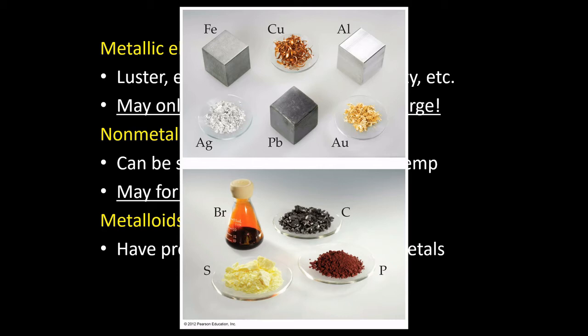Nonmetals, on the other hand, you can see bromine here. It's a liquid at room temperature. Carbon, sulfur, and phosphorus are all solids at room temperature. The noble gases, which are also nonmetals, are, as the name implies, gases at room temperature. So the nonmetals are just much more interesting in terms of their chemistry, usually. They're much more flexible in the way they can react with things. They have a lot more going on, usually.